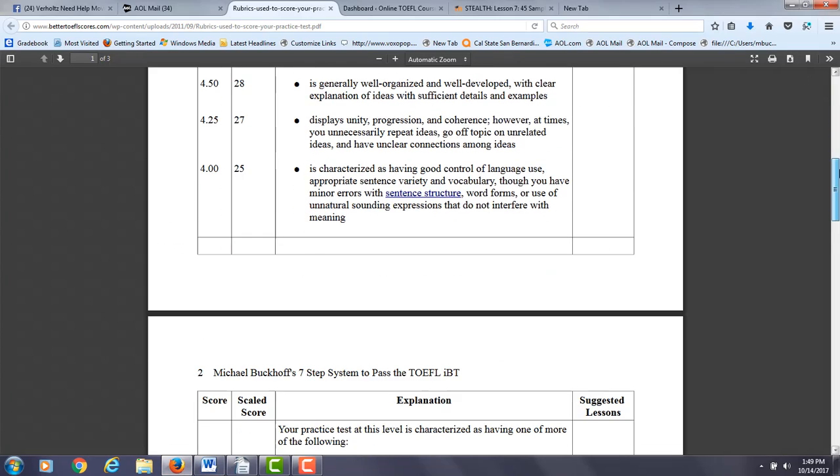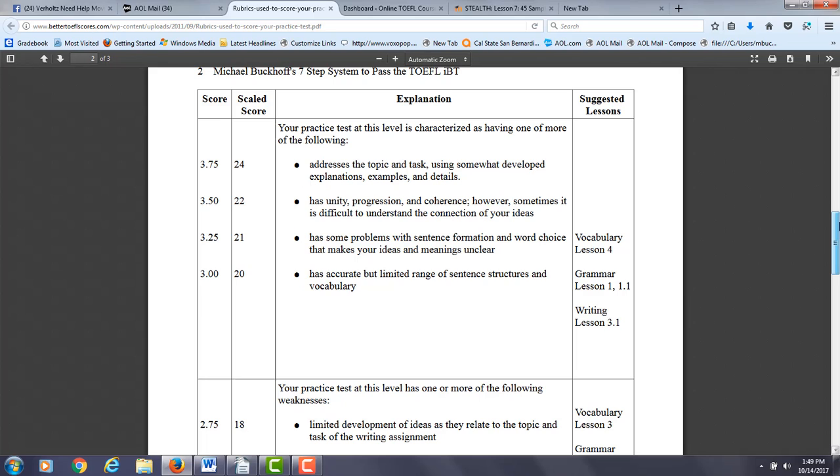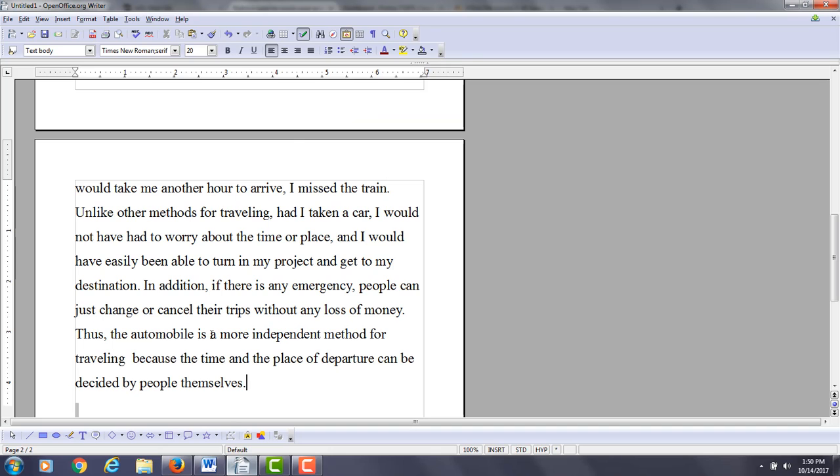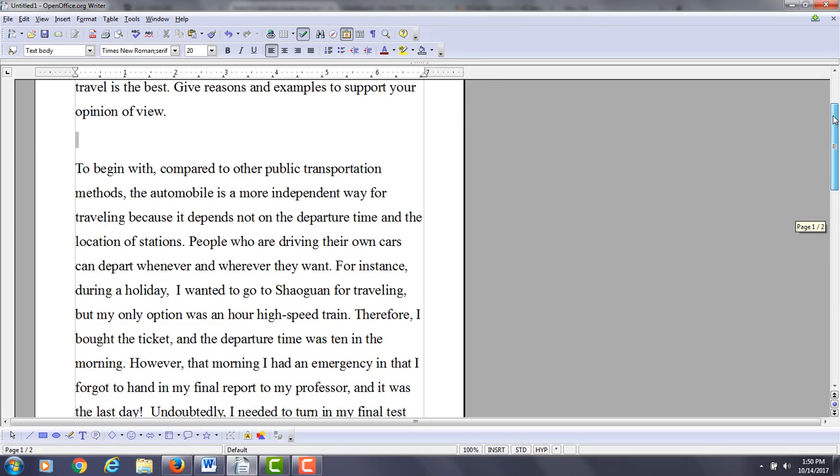Now the question is your score here. The main concern for me in your writing is that you understand how to organize ideas and all of that, but you do have some word choice problems, some sentence formation issues, right? So that's kind of the main idea. So that's the problem. I'm gonna put you at 3.0 out of 4 or 20 points out of 30 on this.